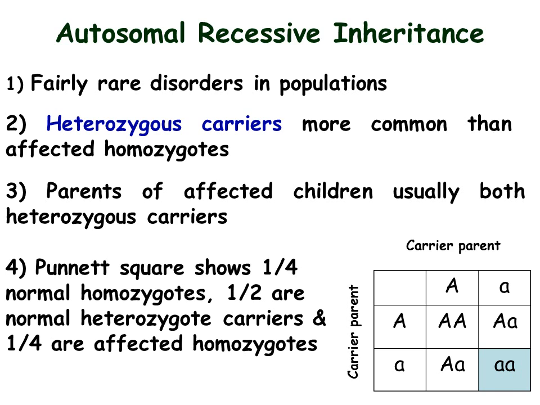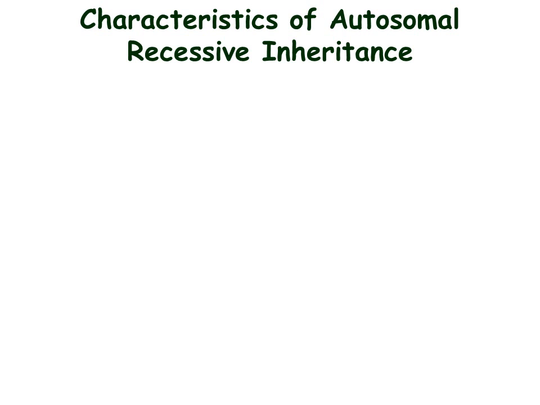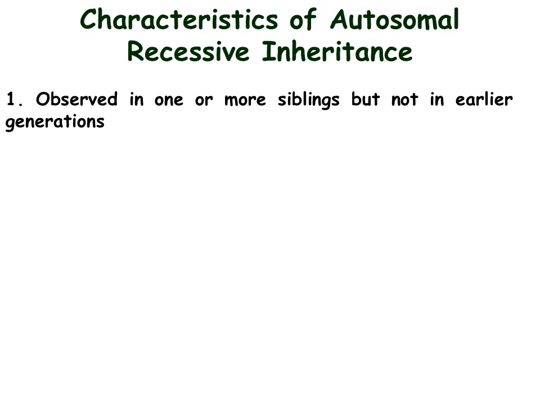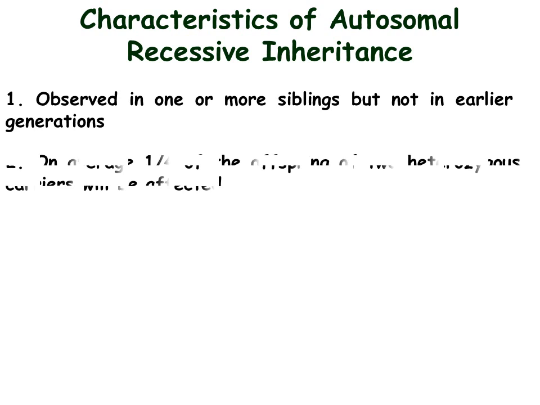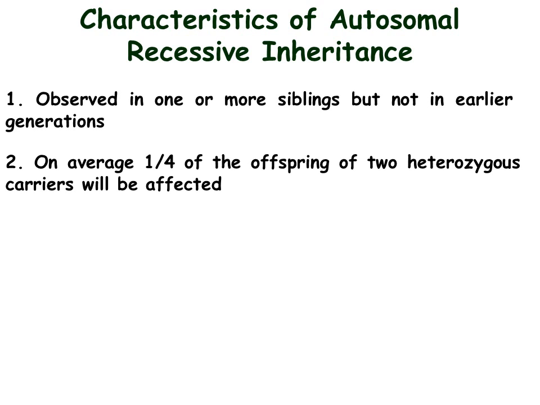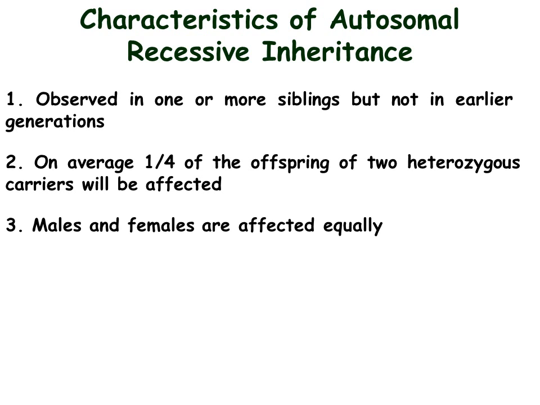The characteristics of autosomal recessive inheritance: one is observed in one or more siblings, but not necessarily in earlier generations. On average, only a quarter or 1 in 4 of the offspring of two heterozygote carriers will be affected. Males and females are affected equally because they're on autosomes.